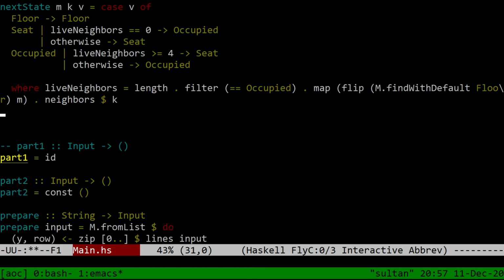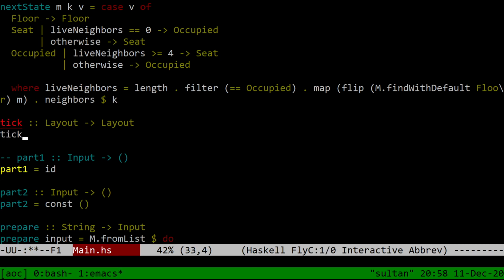And now we can use that to say, let's say tick, not text. Why would I write text? The letters are sort of close to each other, I guess. Tick is a function from layout to layout. And tick is very simple. Tick is just m.map with keys, map with key of, actually, I kind of need the layout available, don't I? Map with key of next state. Actually, it's uncurry of next state m.